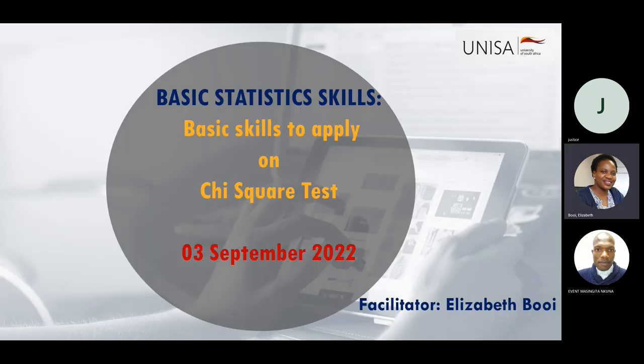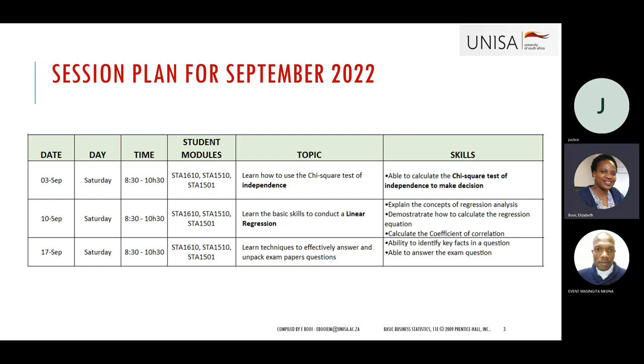Today, we're going to be looking at chi-square test. For independence, we're only going to concentrate on chi-square test for independence for this session. Then following two sessions, we will have the linear regression, and then we'll do some activities in terms of how to answer questions and use a little bit of revision to consolidate everything that we have been doing since first semester until now. And then after this session, we will have to schedule individual module specific sessions for exam preparations.